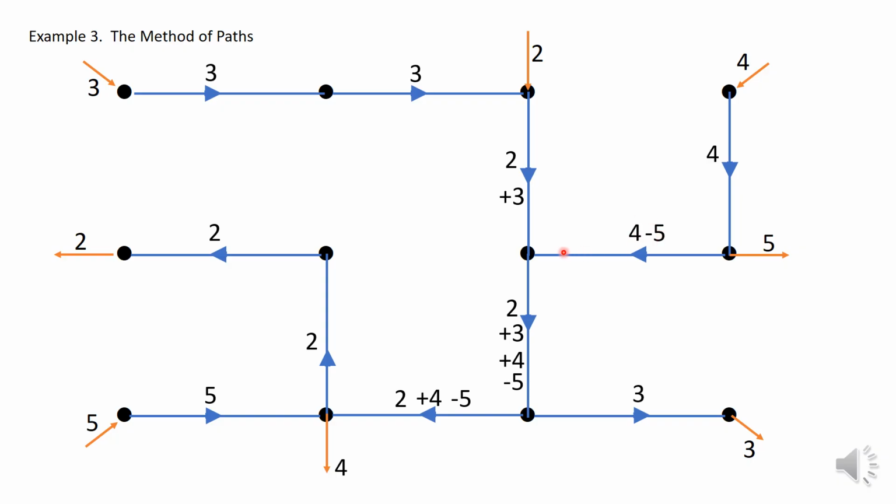A negative sign means that the direction is reversed, so we will reverse the direction of the arrow here, and we will summarize that. Okay, so what I'm saying here is that the 2 and 3 gives you 5 here. I'll remove those numbers. The 4 and minus 5 gives you -1, so I'll simplify that.